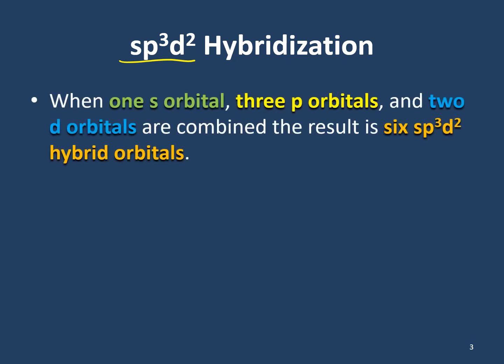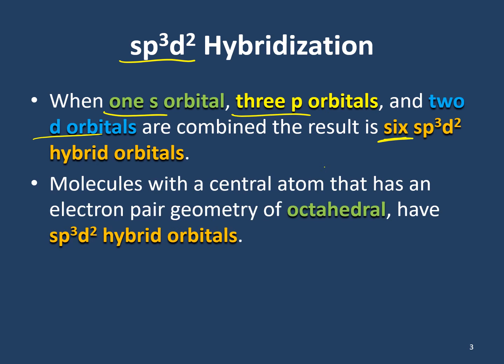Okay, so the last type of hybrid orbital is an sp3d2 hybrid orbital. This occurs when you mix one s orbital, 3 p orbitals, and 2 d orbitals together. This will form 6 sp3d2 hybrid orbitals. And this type of hybrid orbital will occur when your central atom has an electron group geometry of octahedral.